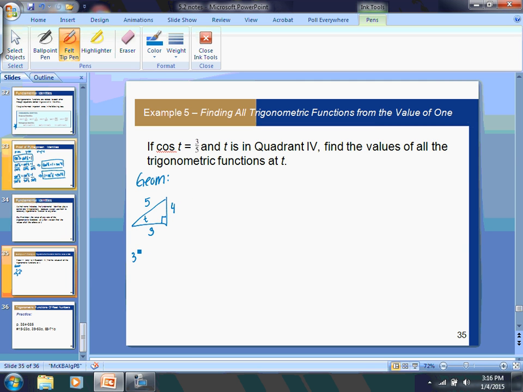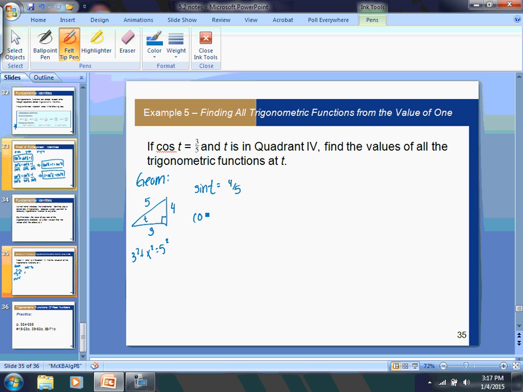You'd have to do 3 squared plus something squared equals 5 squared. Then 25 minus 9 is 16, and the square root of that is 4. Once you know that, you can do your ratios to find the rest of your values. Sine of t would be opposite over hypotenuse, so that's 4 over 5.